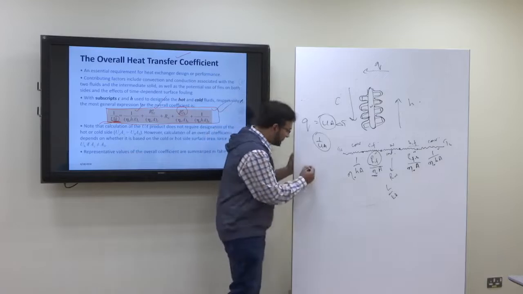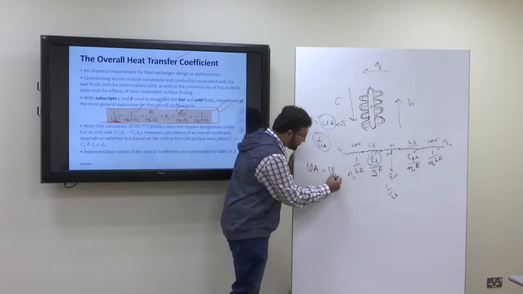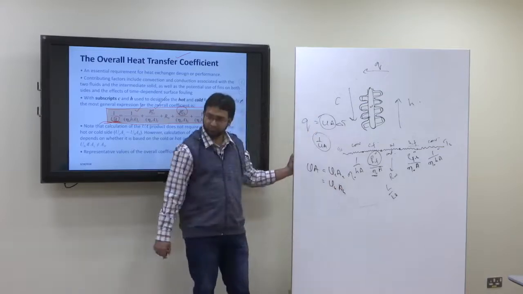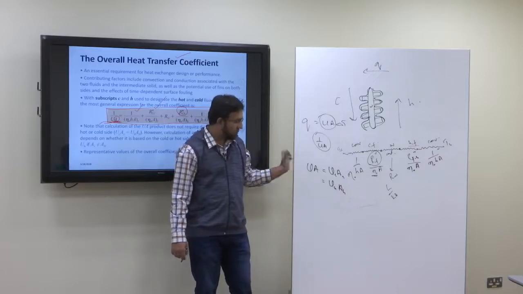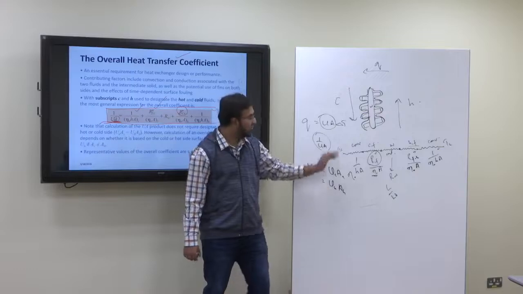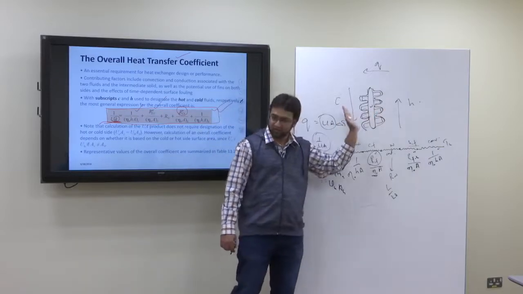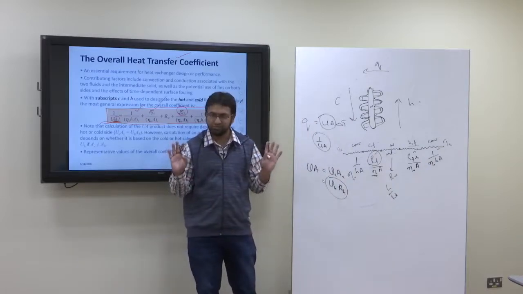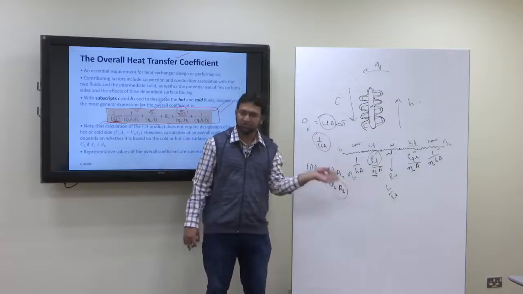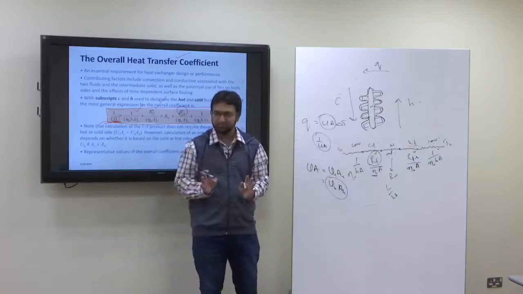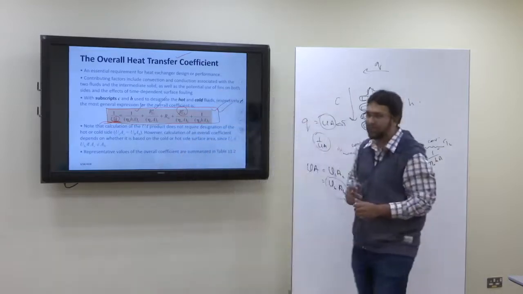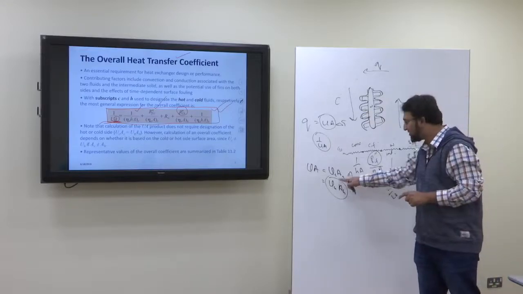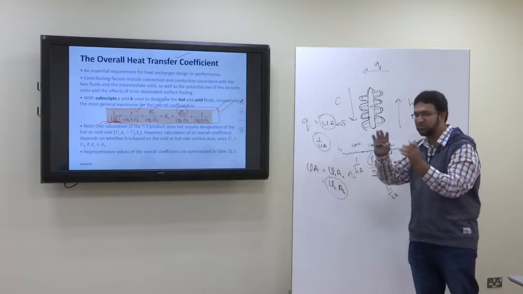So UA is equal to UcAc, which is equal to UhAh. If your Ac and Ah, the hot side area and the cold side area, are different, the product would remain the same. So it does not matter whether you take the hot side or cold side. 1 upon UA would remain the same. Areas might be different, but because of the difference in area, U will also be different, such that their product would remain the same.